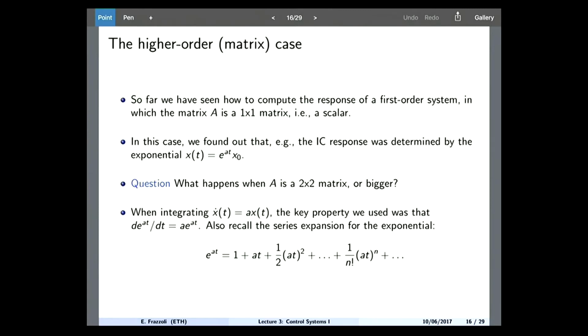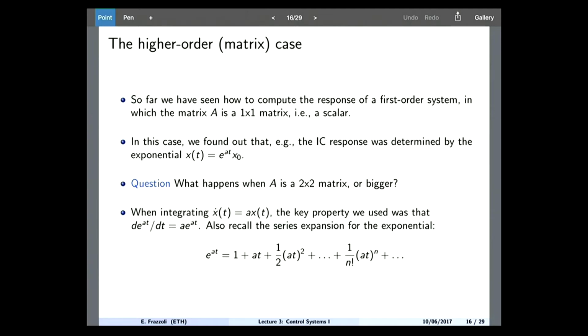Good. So now we know how to compute the response of a first order system, when the matrix A is actually a scalar, a 1-by-1 matrix. What we found is that the initial condition response was determined by this exponential, e to the power at, times x naught. Now the question is, what happens when A is a 2-by-2 matrix or a bigger matrix?